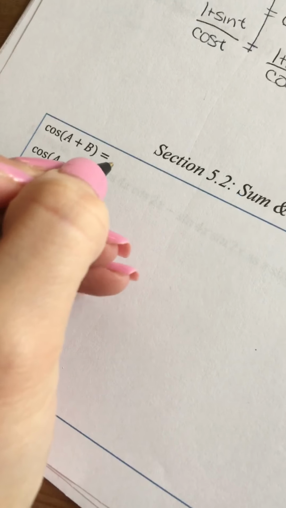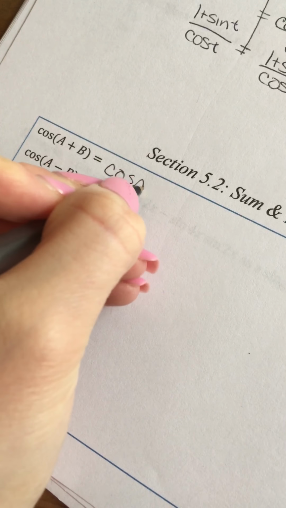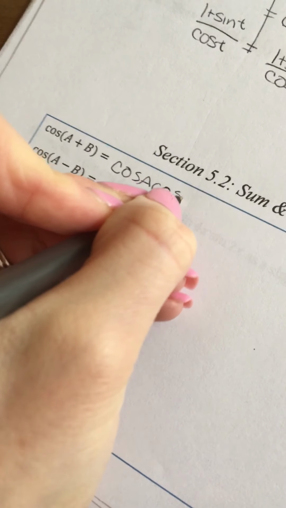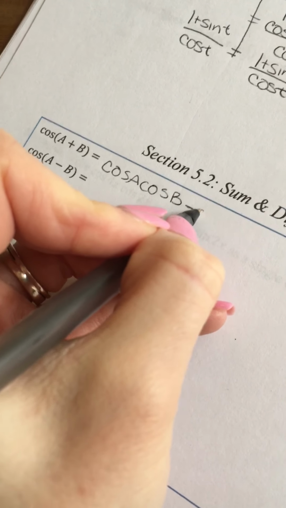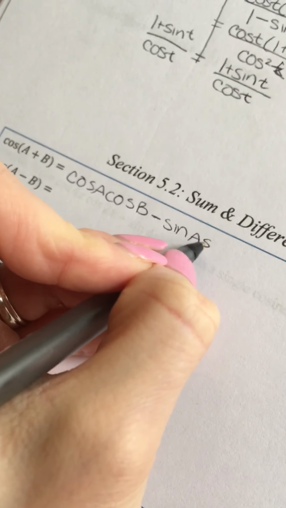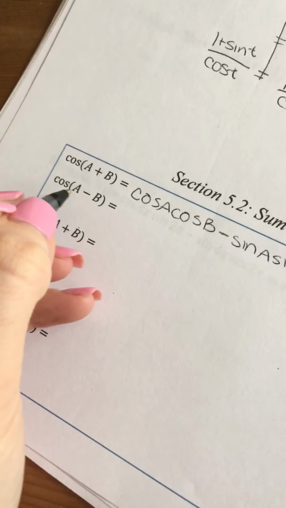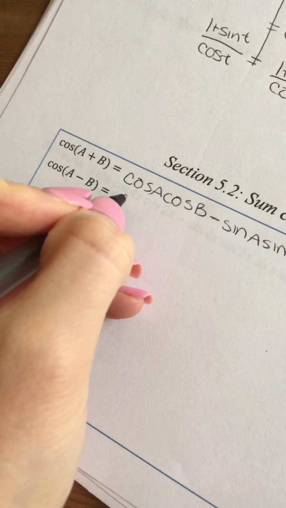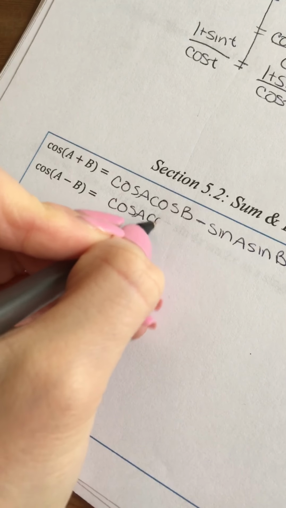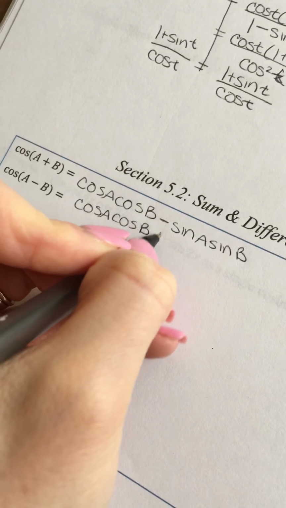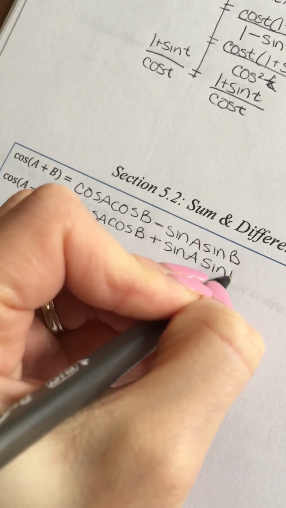So cosine of A plus B can be expanded to be written as cosine of A, cosine of B, and minus sine A, sine B. And then cosine of A minus B can be written, expanded out as cosine of A, cosine of B, plus sine A, sine B.